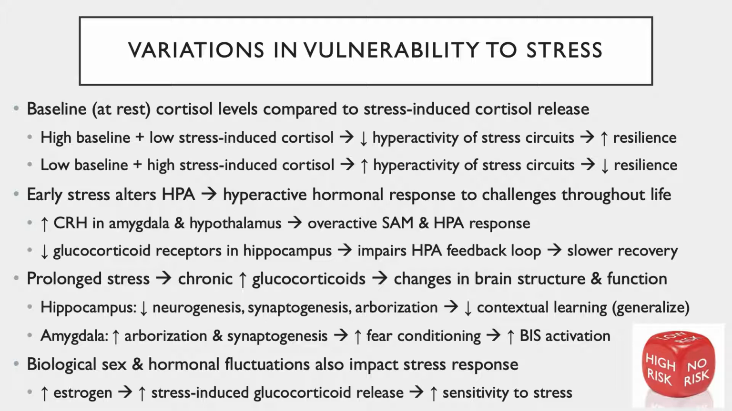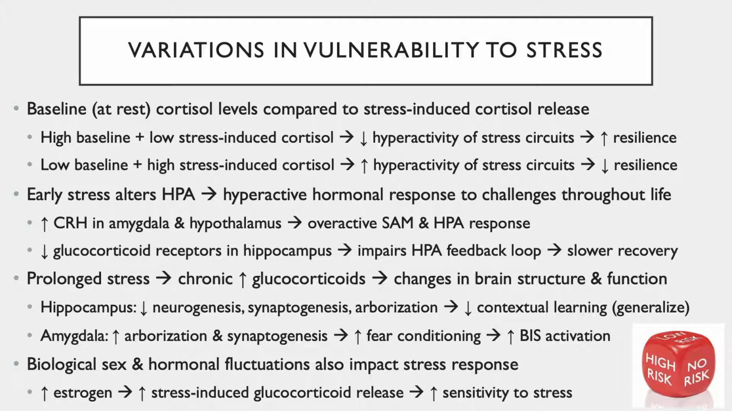The amygdala experiences the opposite effect. Rather than a reduction, the amygdala undergoes increased arborization and synaptogenesis. This leads to increased fear conditioning because it is one of the primary responsibilities of the amygdala to help the individual learn about fearful and anxiety-producing situations. This is also associated with increased activity of the behavioral inhibition system, which, as we've learned, is associated with avoidance motivation. Additionally, a hyperactive amygdala requires higher than usual glucocorticoid responses in order to recover. So this can also impair the ability of the body to recover from stress-induced changes.